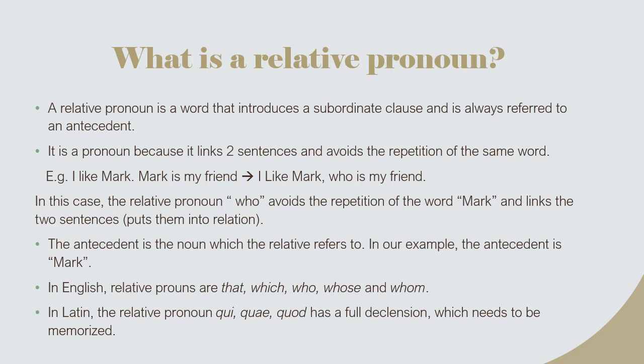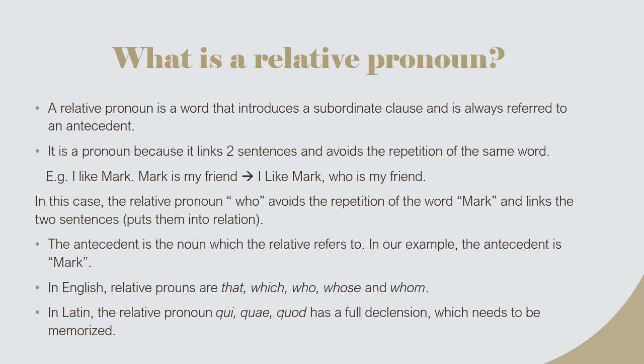So a relative pronoun is basically a small word that introduces a subordinate clause and is always referred to a noun which is called antecedent. In Latin, antecedere means to come before, and so this means that the antecedent is the noun that comes immediately before the relative pronoun. So it is a pronoun because it links two sentences and avoids the repetition of the same word. As we have pointed out in class, a pronoun is something that substitutes a noun.